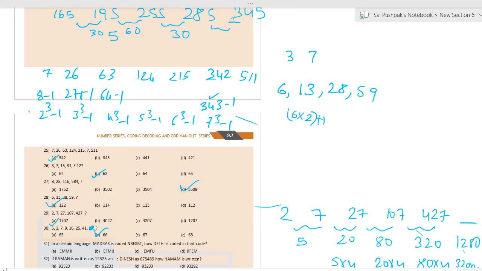So what will be the 28? 13 into 2. 13 is equal to 6 into 2 plus 1. 28 is equal to 13 into 2, 26 plus 2. What is 59? 59 is equal to 28 into 2, 56 plus 3. So if you see, the multiple here is constant. Unlike in the previous question, it is constant. But the addition factor keeps changing.